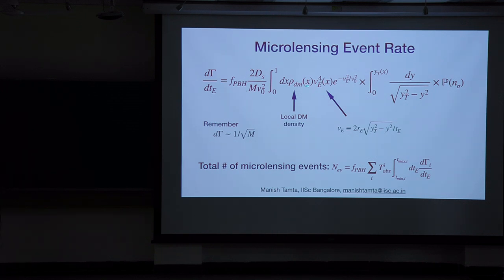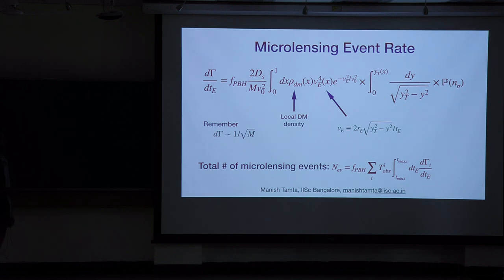That depends on the local dark matter density, because we have dark matter that is circling around the galaxy. Here this formula assumes that the dark matter halo is virialized, meaning you have a system that is in equilibrium. So we take the equilibrium distribution, that is Maxwell-Boltzmann. That's why you are seeing this exponential in the expression. Using this expression, you can estimate the lensing rate, and from that you can count how many microlensing events you will see.